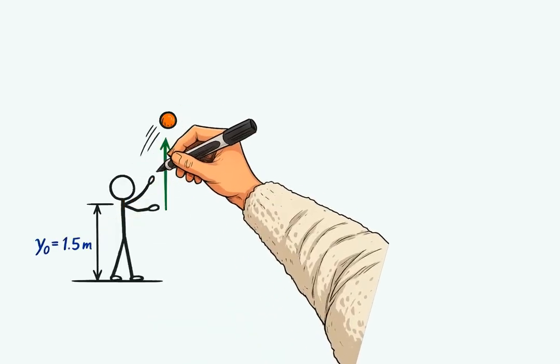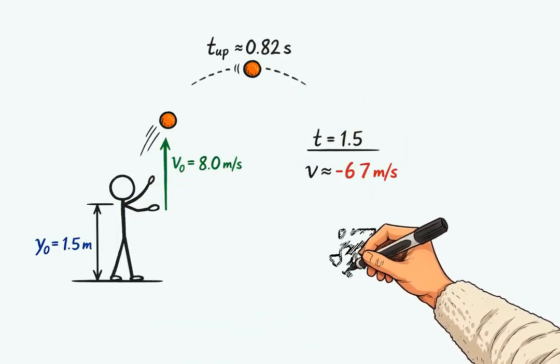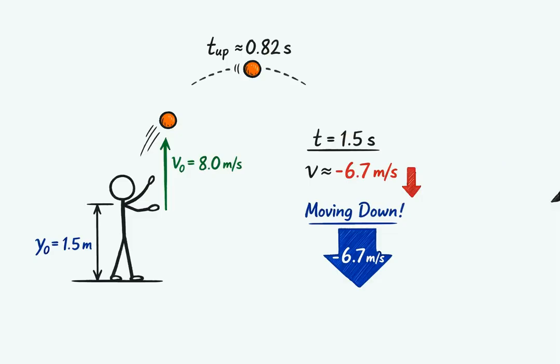A numerical example makes the equations feel less abstract. Toss a ball upward from y₀ = 1.5 meters, with v₀ = 8.0 meters per second. The time to the peak is t_up = v₀/g ≈ 8.0/9.8 ≈ 0.82 seconds.